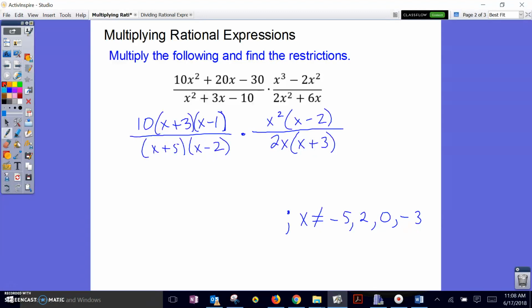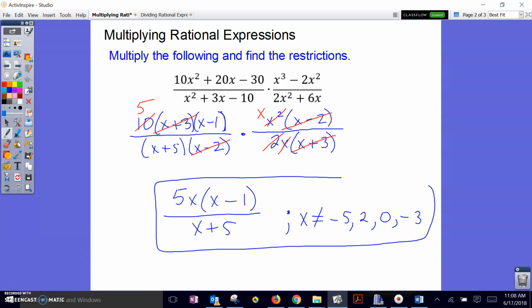And now I'm going to identify common factors to cancel. I can cancel an x plus 3 with an x plus 3 in the denominator, an x minus 2 in the numerator with an x minus 2 in the denominator. I can cancel an x with an x. That leaves one x in the numerator. And I can cancel a 2 out of the 10 and the 2, and that leaves a 5 in the numerator. And now I'm going to see what I've got left behind. In the numerator I have 5 times x minus 1, and in the denominator I just have x plus 5. And so that is my simplified form of this multiplication problem with the restrictions.